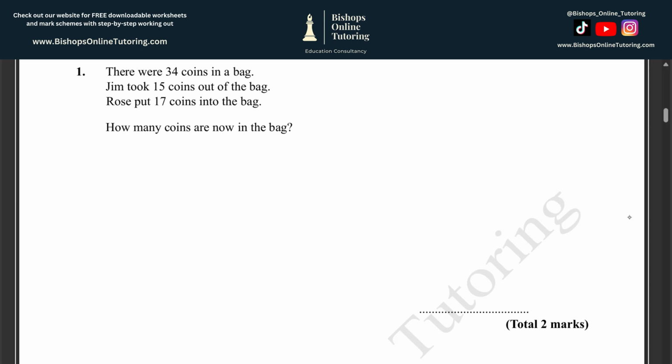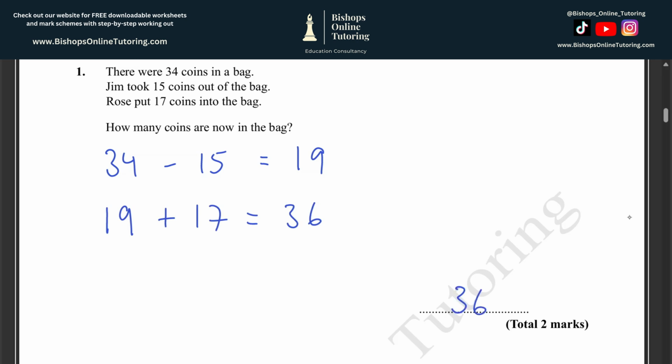So we have to do this step by step. So there's 34 coins to begin with. Jim takes out 15, so we do 34 minus 15, which gives us 19. And then Rose puts 17 coins back into the bag. So we had 19 left, and then we add the 17 that Rose put in. So 19 plus 17 gives us 36. So that's our answer, 36.